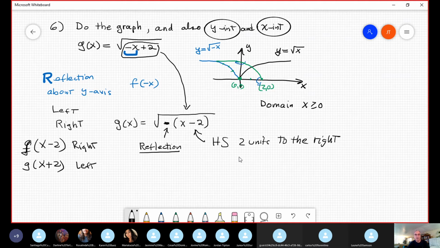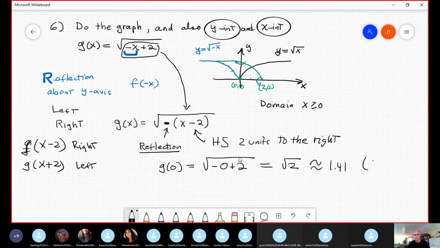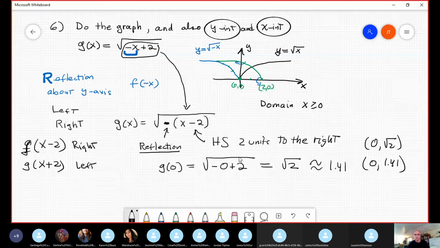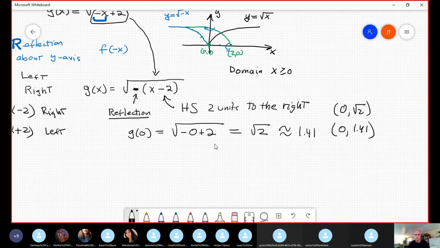To determine the y-intercept, remember you take the function and evaluate at 0. Square root of minus 0 plus 2 is square root of 2. When you put it in the calculator, you want to see a decimal approximation of 1.41. The point is 0, 1.41, or the exact answer, 0, radical 2. Radical 2 is an irrational number. This is in decimal now, because we always work with decimal approximation.